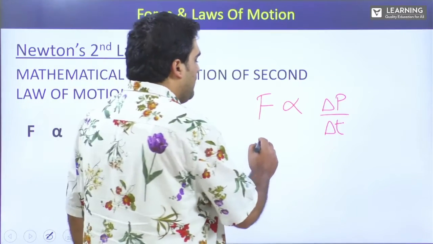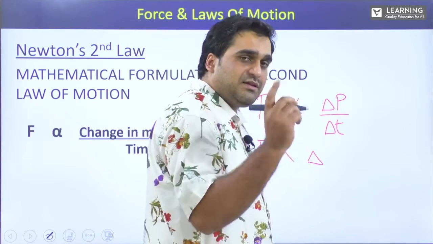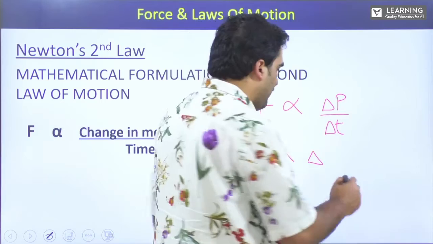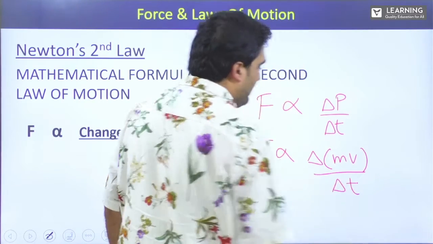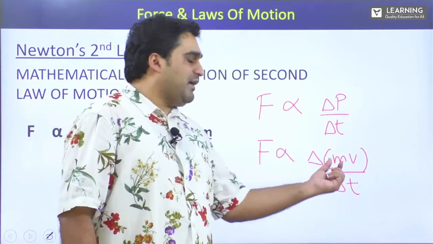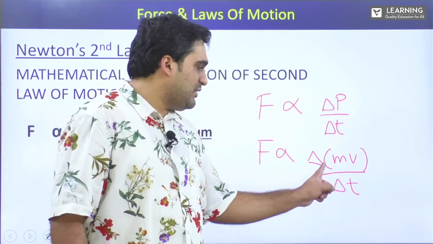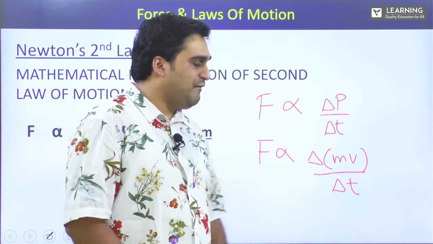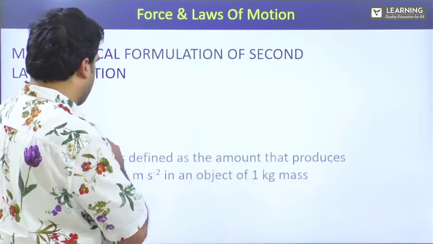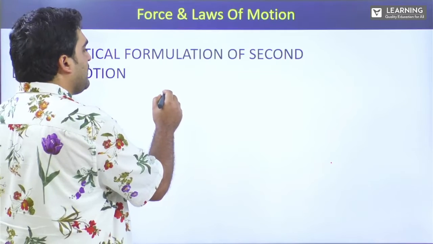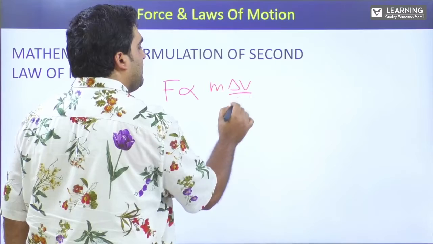All right, good. So now F is proportional to delta P. Momentum is defined as a product of mass and velocity. Mass and velocity by delta T. Wonderful. Now we have m and v. M is a scalar quantity, v is a vector quantity. So this delta is applicable for v. So here I write F, which is directly proportional to m delta v by delta t.